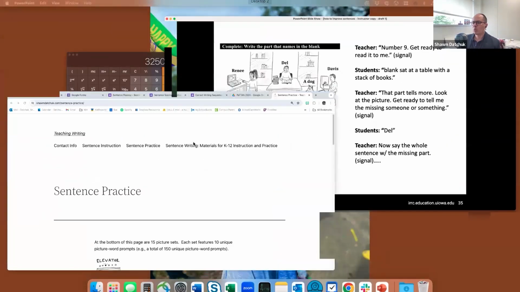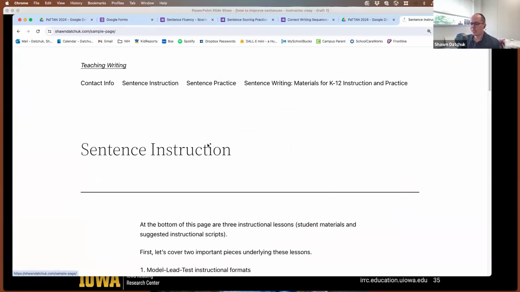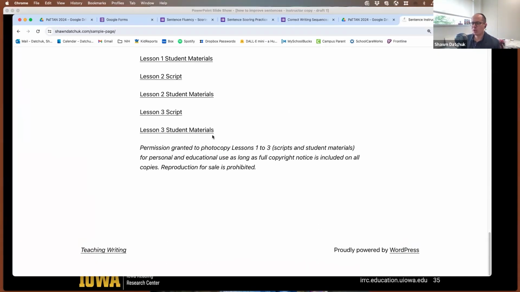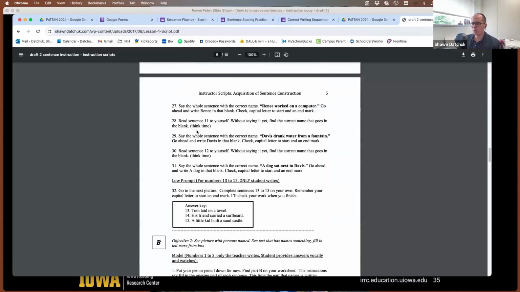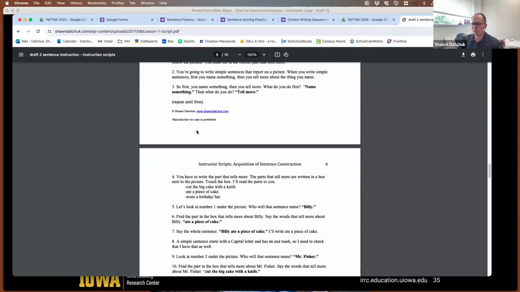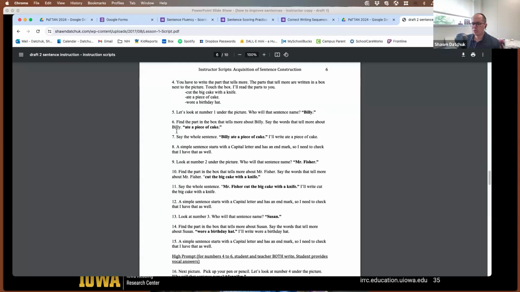And if you look at my website, these sorts of volleys, and the emphasis on having students respond not only vocally but in writing, appear throughout the instructional script. It'll say, okay, look at number 1 under the picture, who will that sentence name? And then there are expected responses from students.